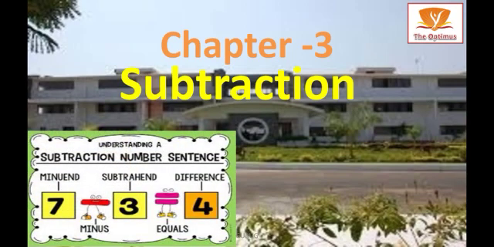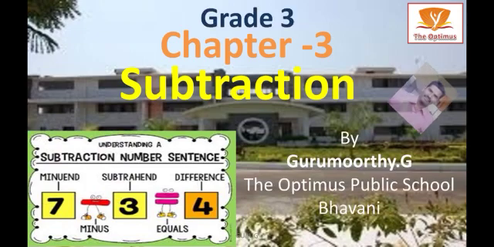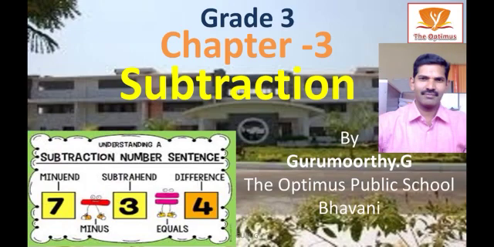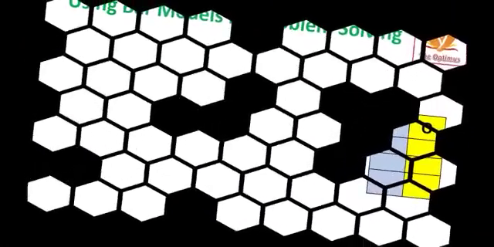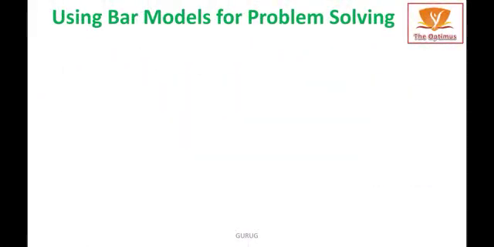Today we are going to continue chapter 3, subtraction. Today we are going to see using bar models for problem solving. Here three methods are there. One is addition method, second one is subtraction method, third one is comparison method.